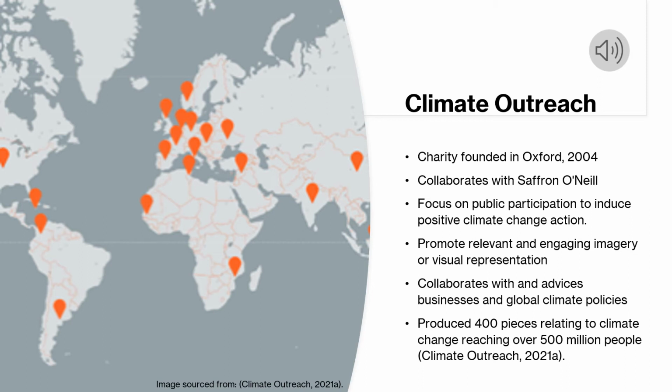Climate Outreach collaborates with partners such as Getty Images, as well as advising governmental policies such as the UN. However, predominantly, Climate Outreach addresses the general public by producing educational sources, including webinars, podcasts and blogs, as well as projects.